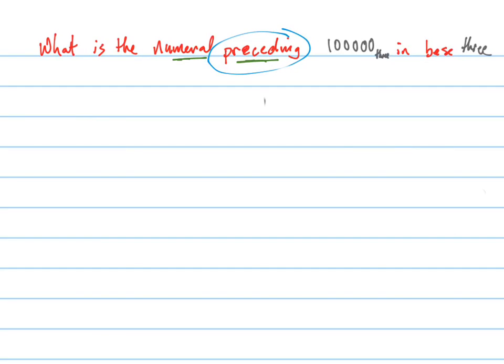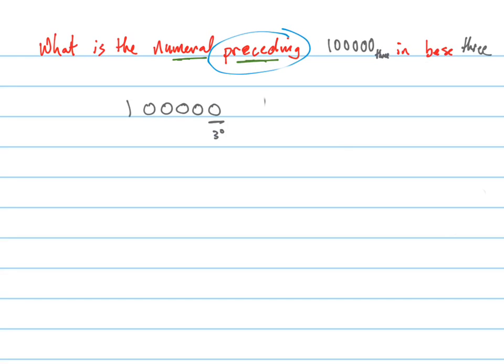So this problem says, same question, but now we're talking about a number in base 3, and the number is 1 with 5 zeros, and it's asking what's the number preceding it, and they also want to know what the number is following it. So we think about what they're saying here. Remember, it's 1, 2, 3, 4, 5.